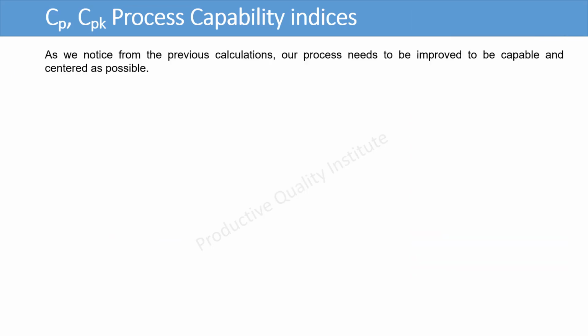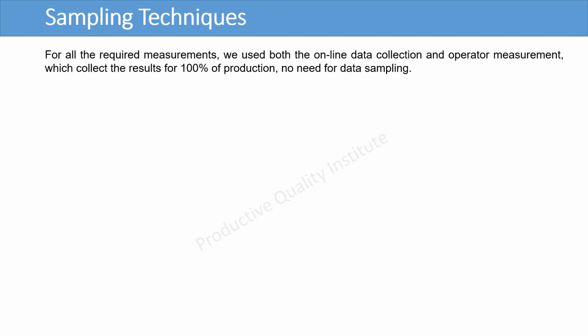As we noticed from the previous calculations, our process needs to be improved to be as capable and centered as possible. For all the required measurements, we used both the online data collection and operator measurement, which collect the results for 100% of production, with no need for data sampling.